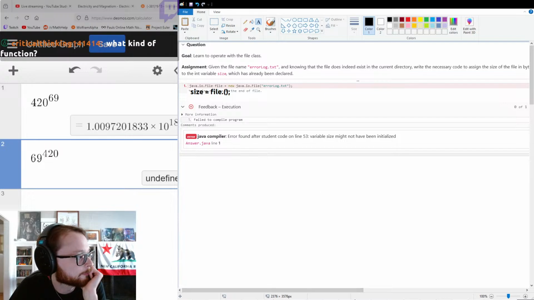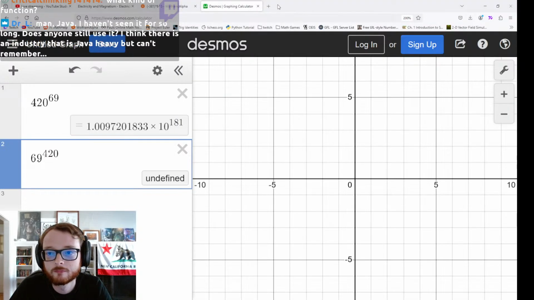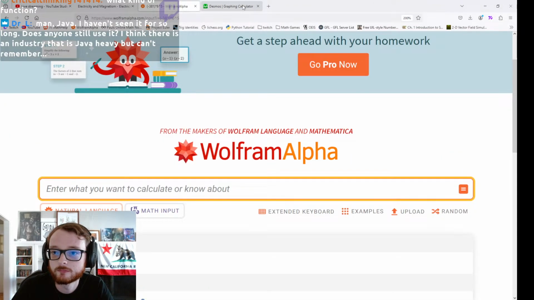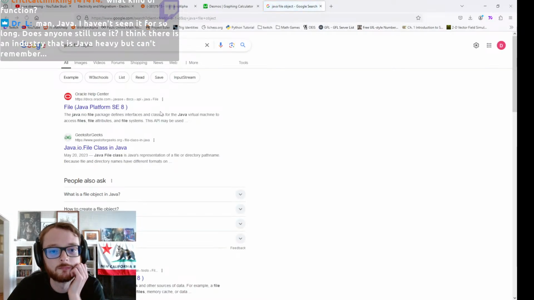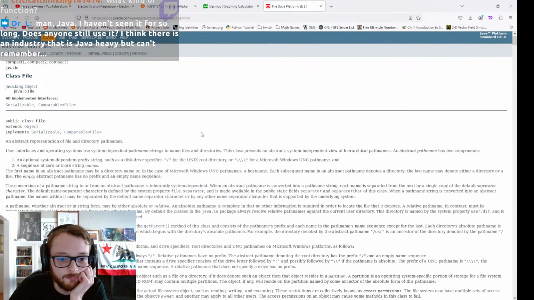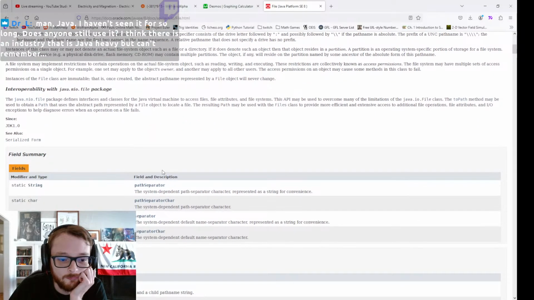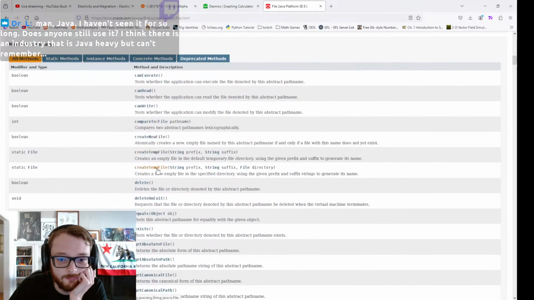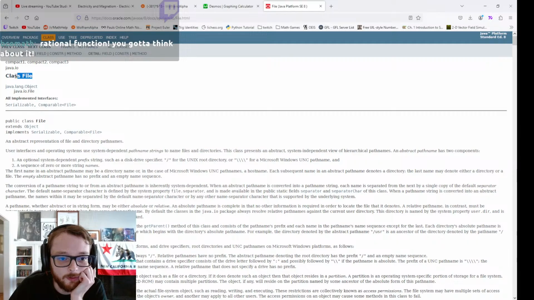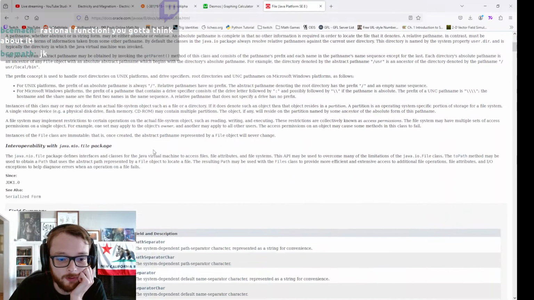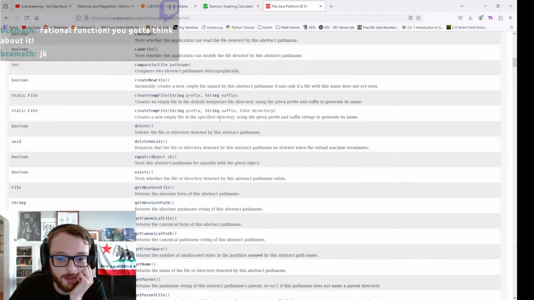Just Google Java file. Oh my god. So you literally just Google Java file object to bring in the documentation, and then look through the list until you find one that gives you what you want.